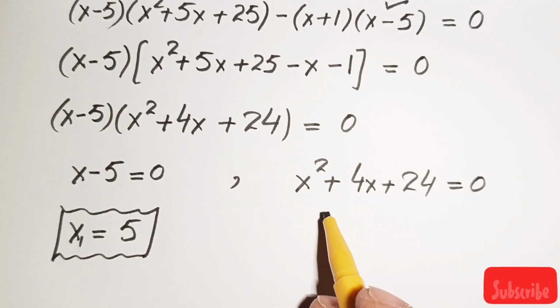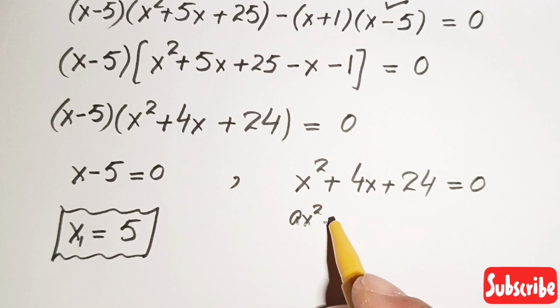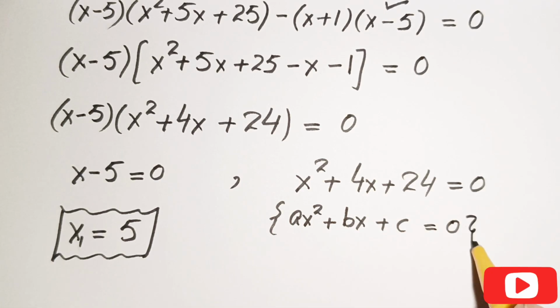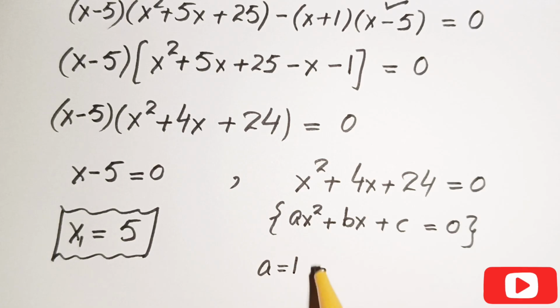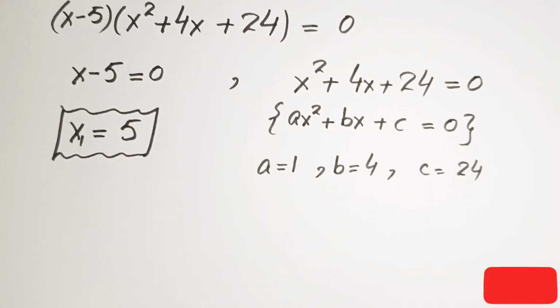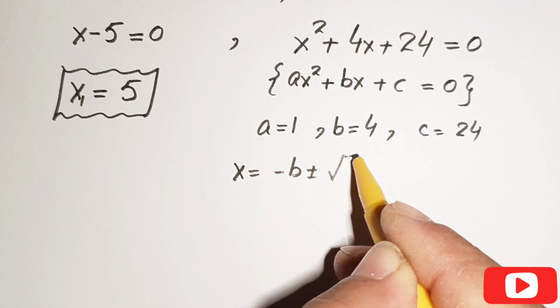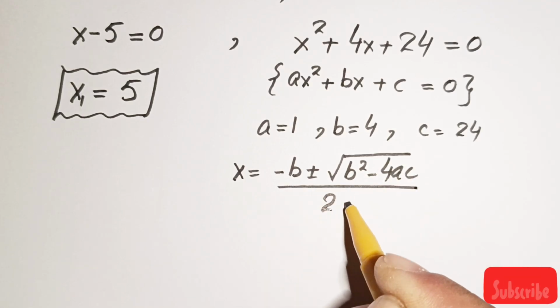We have to solve this by using the quadratic formula. As we know, the general form of a quadratic equation is a x squared plus b times x plus c is equal to 0. Now comparing this equation with that one, the coefficient a is equal to 1, b is equal to 4, and c is equal to 24. Now using the quadratic formula, x is equal to minus b plus minus square root of b squared minus 4 times a times c, all over 2 times a.